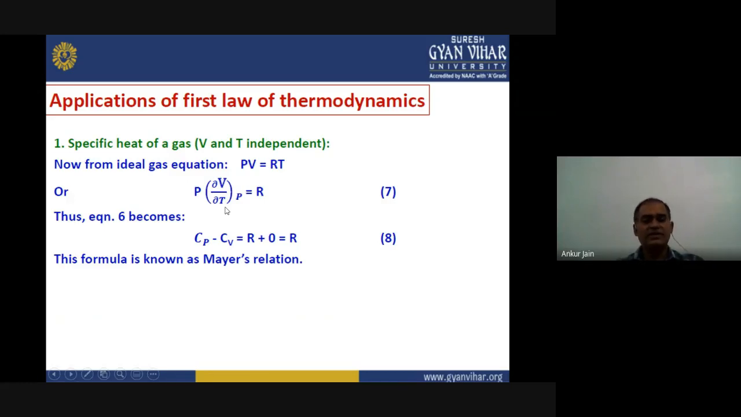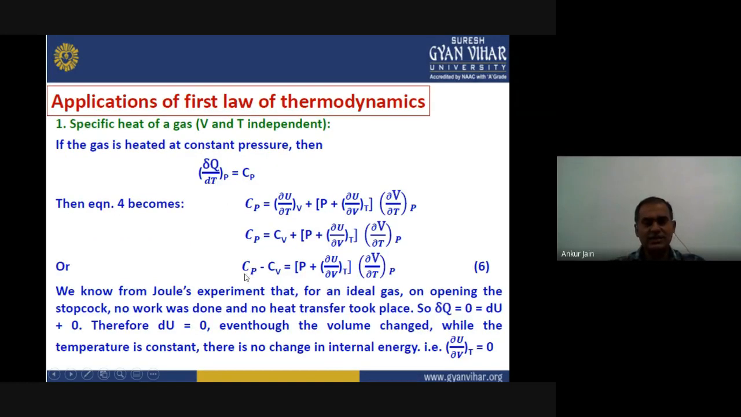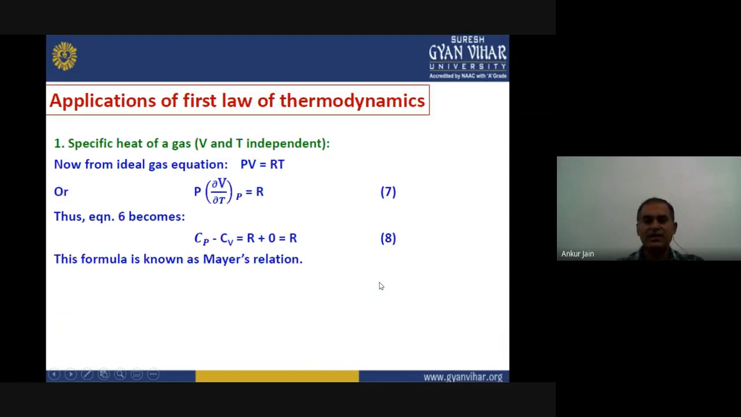Now putting these values in equation number 6, what will happen there? Equation 6 is: Cp minus Cv equals, this term will be 0 already. So P into this term, and this term we have already calculated from equation 7, that will become R plus 0. So Cp minus Cv equals R plus 0, or we can write it as R. Cp minus Cv is equal to R.